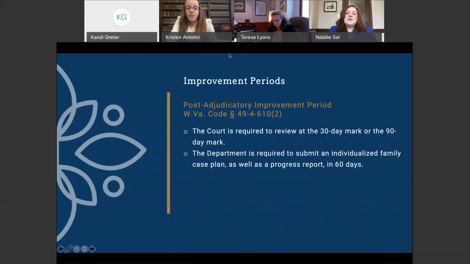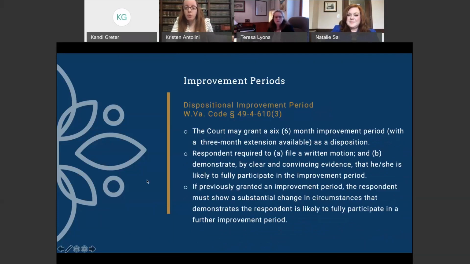And then finally, of course, we have the dispositional improvement period. How is that both the same and different to the post-adjudicatory? The time frames are the same. Again, it can be 6 months with up to a 3-month extension that's available. And this is an improvement period as a disposition. That language is really pretty important.